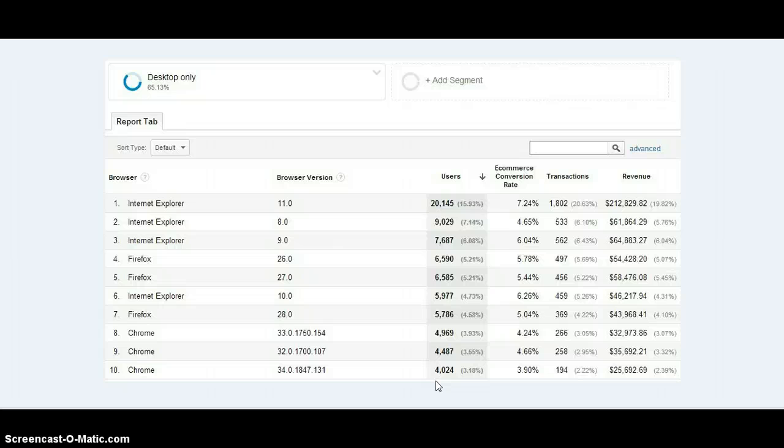Beware of small sample sizes. If you have a low volume site, just increase the time period you're looking at.